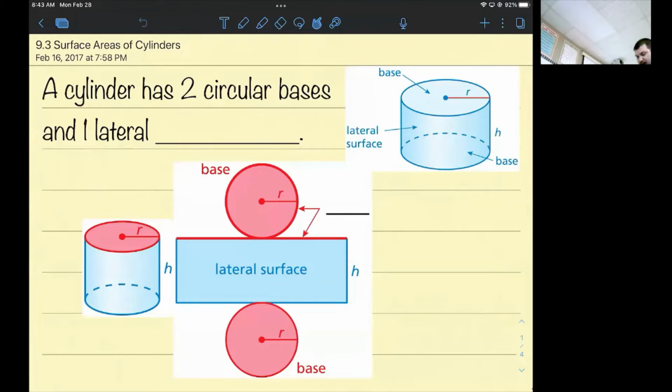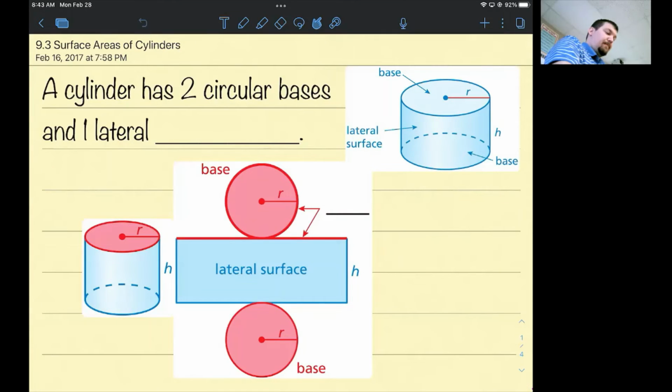All right, section 9.3 is over surface area of cylinders. I'm going to try to build the case today that other than cubes, which I think we can all agree are the easiest shapes to find surface area of, I think the surface area of a cylinder is the next easiest. I think it's even easier than a rectangular prism. That's the case I'm going to build today.